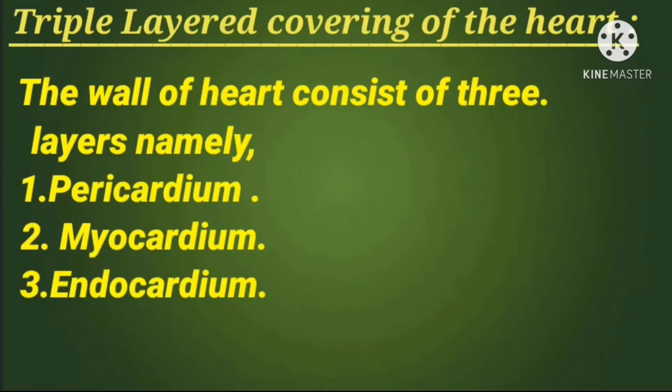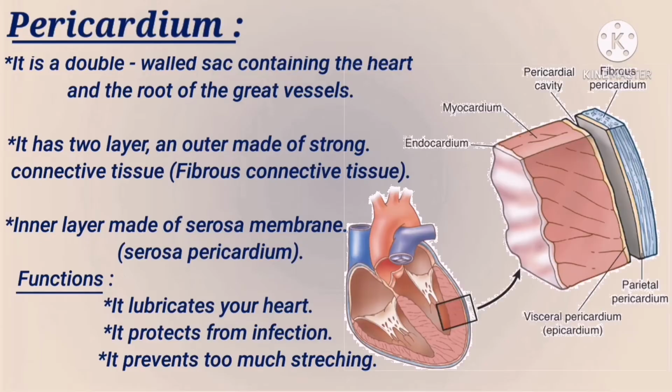Triple layer covering of the heart. Heart is covered by three layers. The outer layer called pericardium, the middle layer called myocardium, and the inner layer called endocardium. First we are discussing pericardium. In Greek, peri means around and cardium means heart. That means pericardium is the covering of the outer surface of the heart.